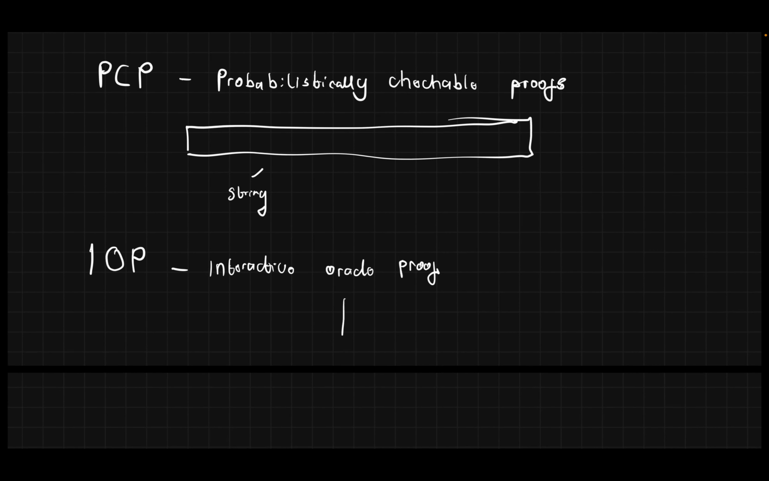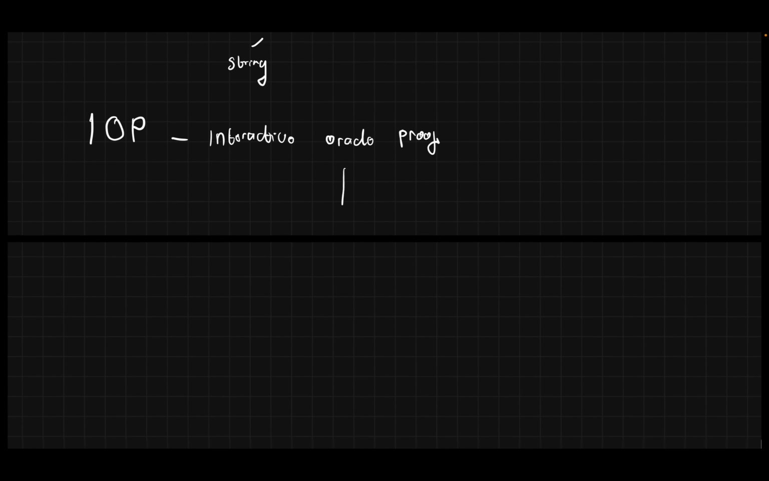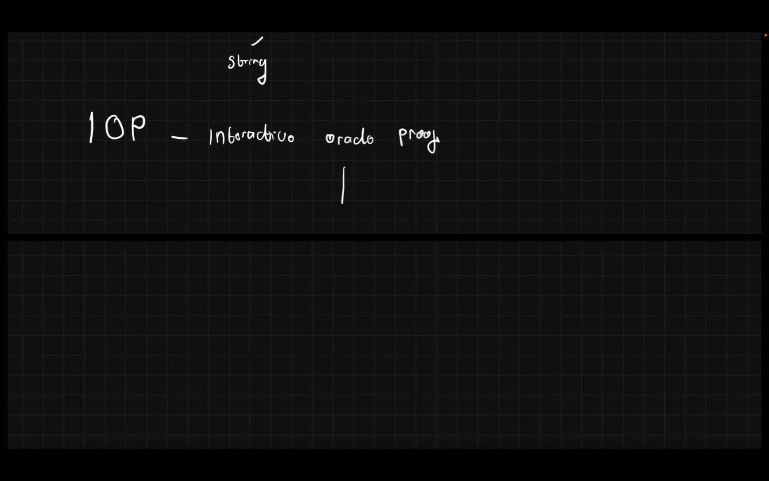PCP was not interactive. PCP is like, I have my proof, I blow it up into 5 million A4 papers, and then I send every single thing to you. Then you just check one. Not interactive, one time. Now IOP is like, you do IPs and you still do PCPs.